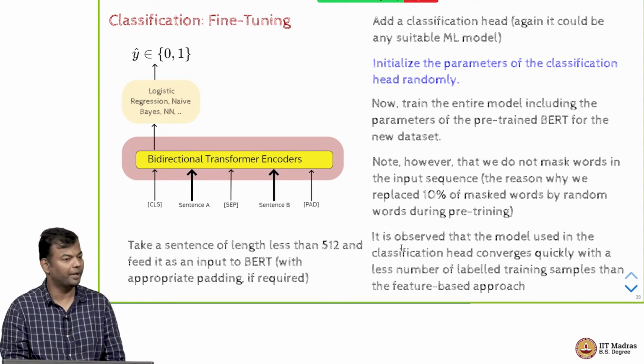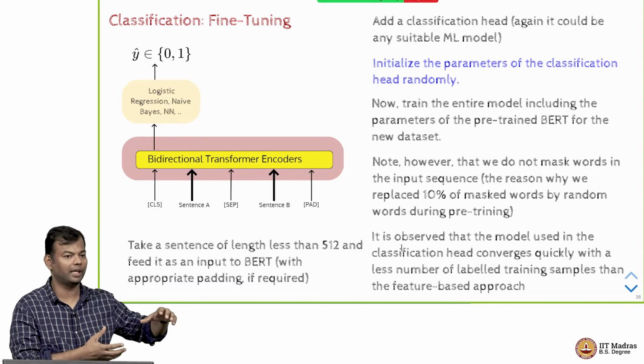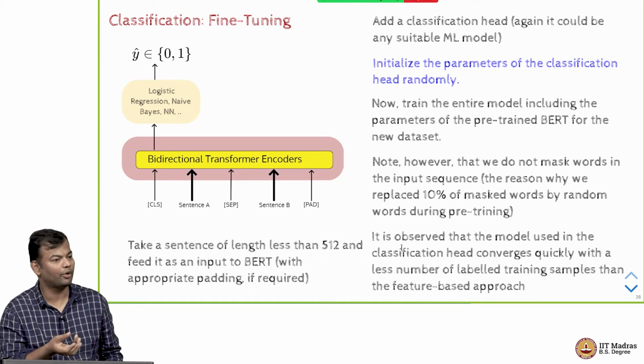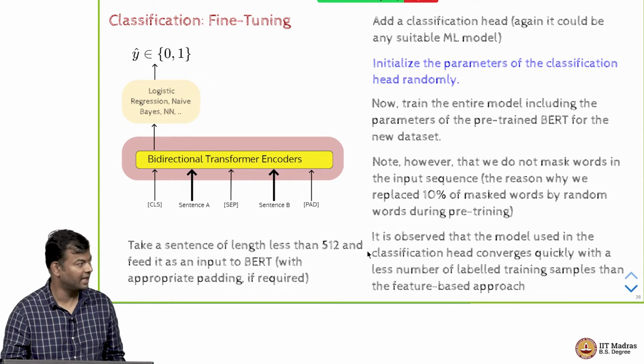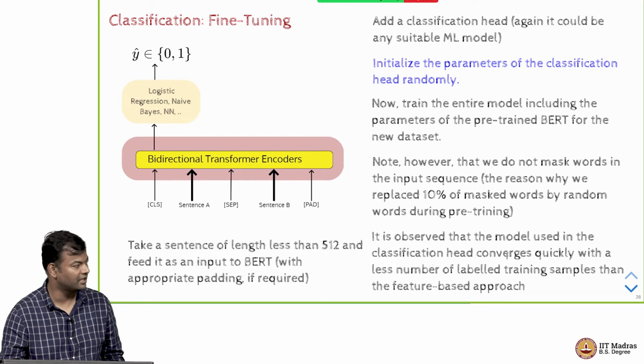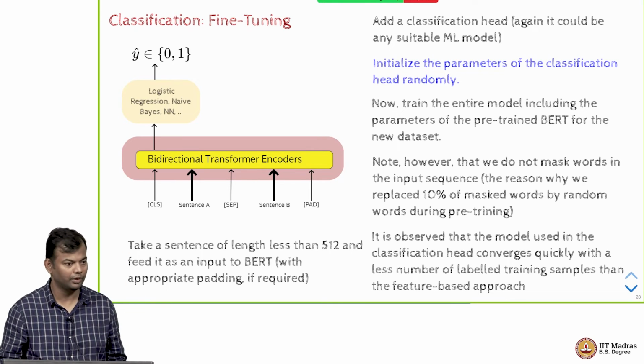The same thing we are hoping with these pre-trained large language models, that you have seen so much language in your pre-training that now I'll give you a small amount of labeled data and you'll quickly be able to learn. That's what this last bullet point is claiming, that it is observed that the model used with the classification head converges quickly with fewer labeled training examples than the feature based approach, because you are using the entire network to learn it now.